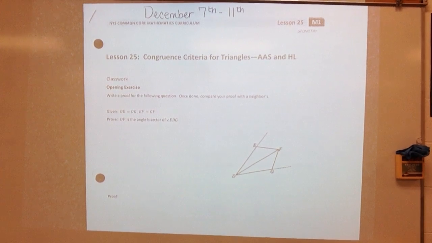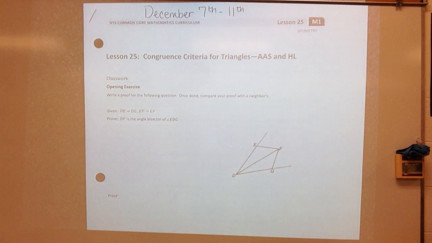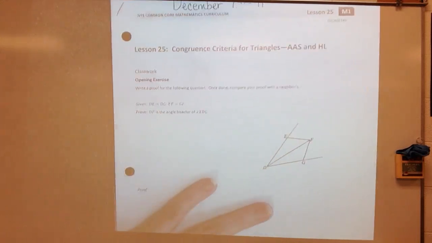All right, December the 7th through the 11th, lesson 25. Let's look at this. We're going to learn why two triangles that satisfy the angle-side-angle or the hypotenuse-leg congruence criterion must be congruent. And we're also going to learn why any two triangles that meet the AAA or the SSA criteria are not necessarily congruent. All right, so let's look at our opening exercise.